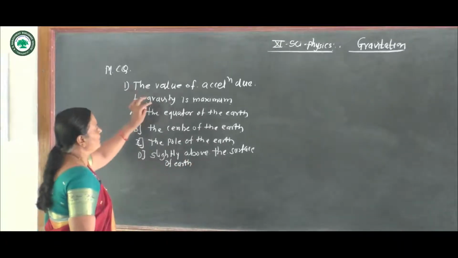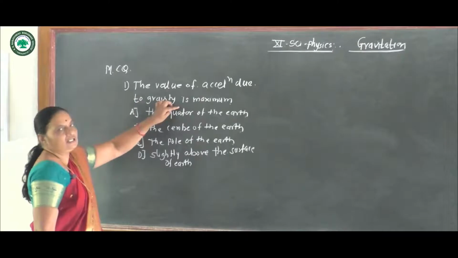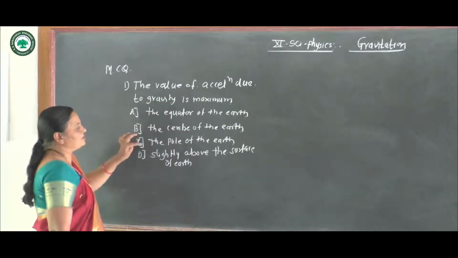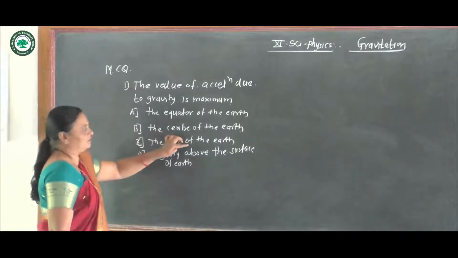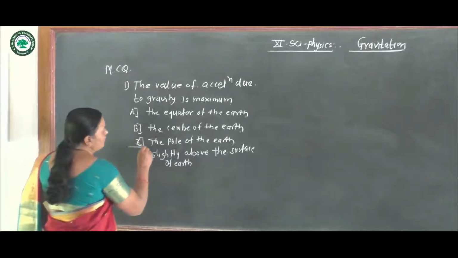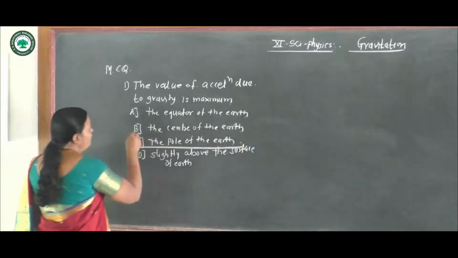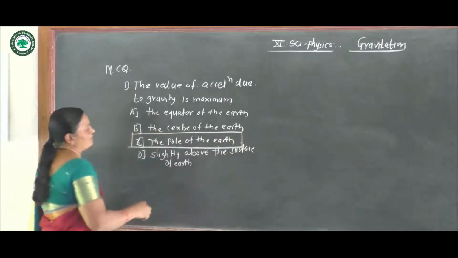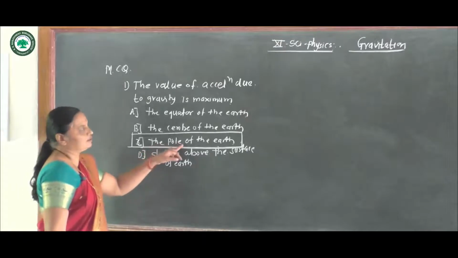See, the value of acceleration due to gravity is maximum. The correct answer is the pole of the earth. The value of acceleration due to gravity is maximum at the pole of the earth.